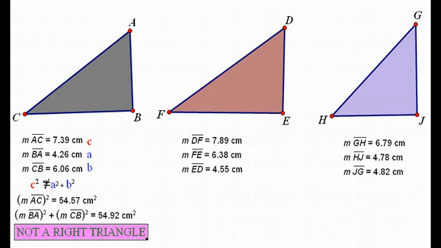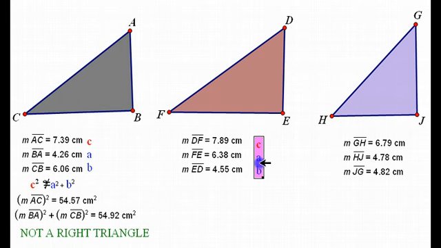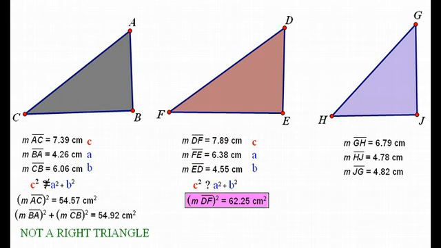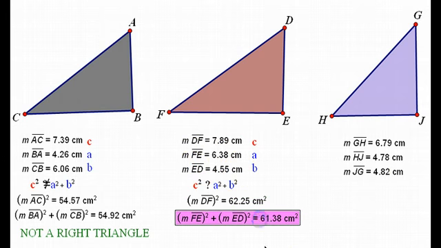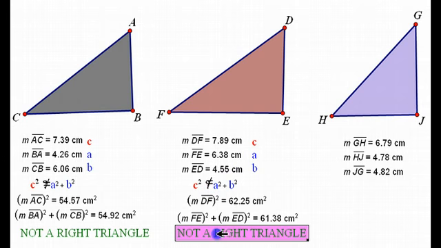Let's see about this triangle. Is c squared going to be equal to a squared plus b squared? Well, let's see. C is DF, and let's see what happens when I square DF. I get 62.25. And a is FE, and b is ED. Let's see what happens when I square those two and add them together. Do I get that c squared is equal to a squared plus b squared? And as you can see, no, it's not. So we can say for a fact that this is not a right triangle, even though we still don't know anything about the angles.